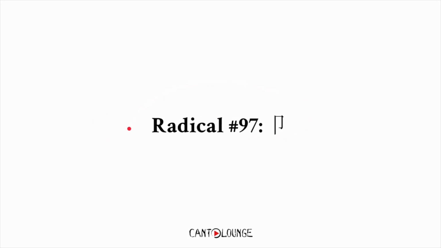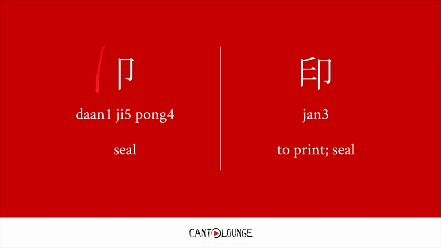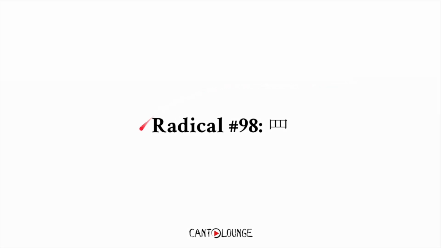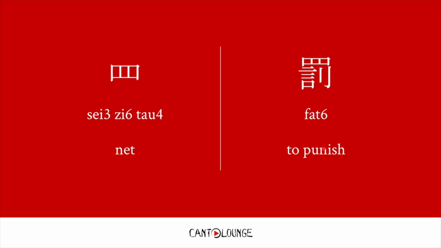Radical number 97, this funny little looking thing here, yan ji pong means a seal. For example, to print, to seal, yan. This is actually a fully fledged character of its own. And radical number 98, I think this is sei ji tao, that's right. This looks like the character 4, but these two strokes don't touch the bottom. This actually means net. For example, this character, fa, to punish.